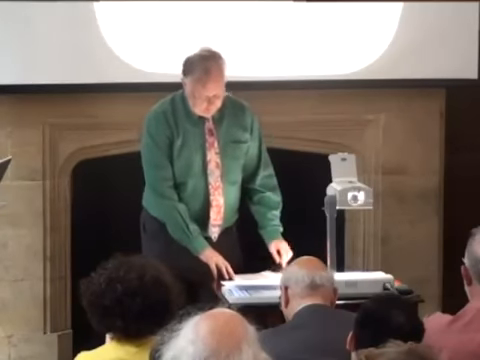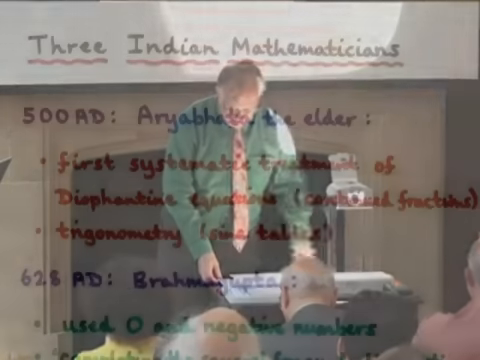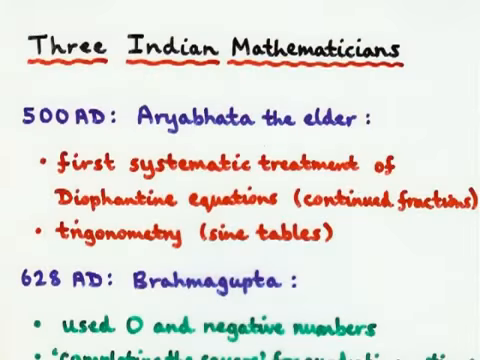Well, I'd like now to look at Indian mathematics, concentrating in particular on 3 mathematicians: Aryabhata the Elder, Brahmagupta, and Bhaskara. Aryabhata looked at Diophantine equations. A Diophantine equation is one where we're interested in finding whole number solutions to equations. Aryabhata gave the first systematic treatment of these around 500 AD. He was also interested in trigonometry, which had come in about 500 years earlier with Hipparchus, and constructed tables of the sine function.